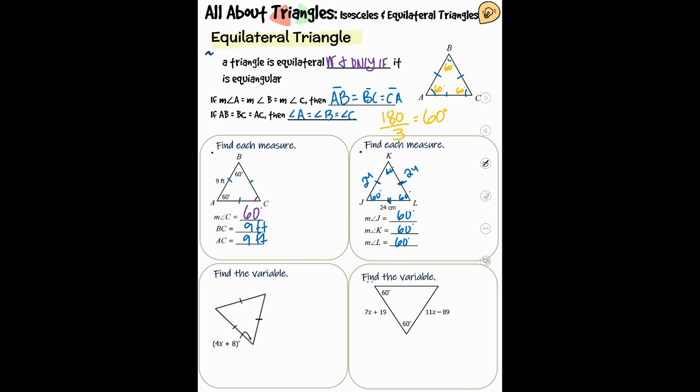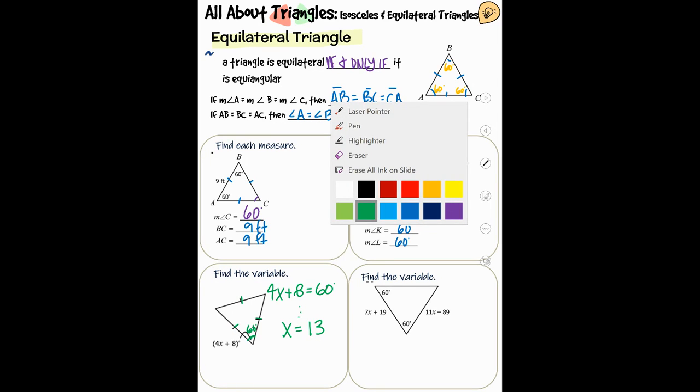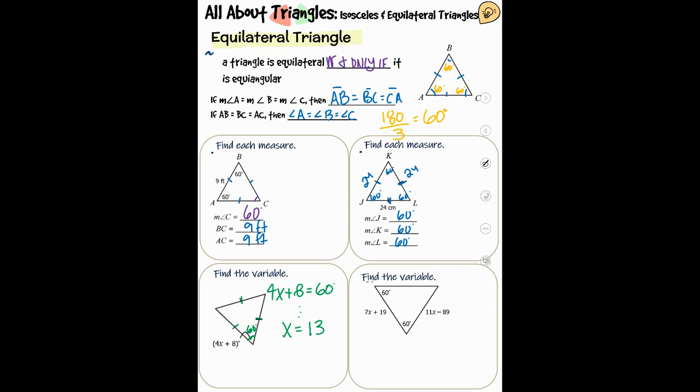Find the variable. We know we got an equilateral triangle because of the tick marks here. So that means that each of these angles are the same. And what are each of these angles? They are 60 degrees. So we know that this equation is going to equal 60 degrees. It has to. So solve for x. 4x plus 8 equals 60 degrees. X equals 13. And finally, this last example. We know we got an equilateral triangle because these two angles are 60 degrees. Try it on your own. Let me know if you have questions.